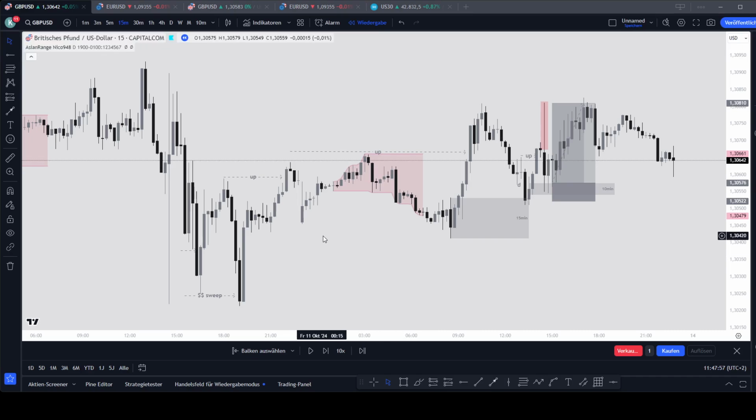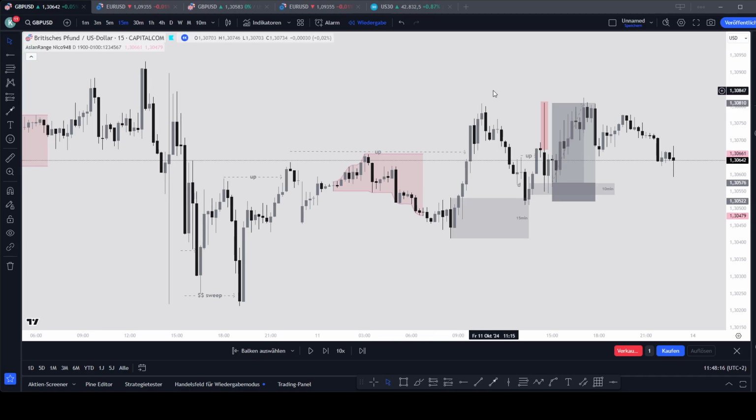So what happened? During the Asian session, the market was consolidating and creating small market structures. And at the beginning of the London session, the Asian low was taken out, and later the Asian high was taken out, creating another break of structure to the upside.